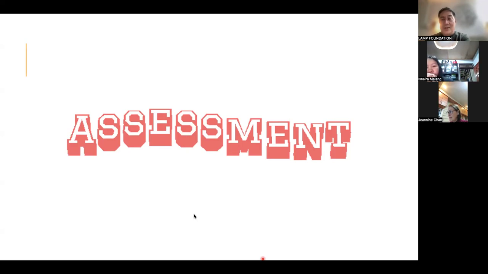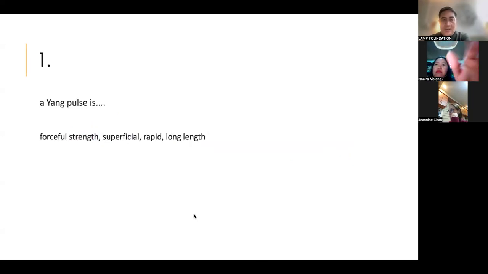What about the length? Alam na natin yung length, it occupies all the 3 positions. It should be long. Long siya. Any comment?